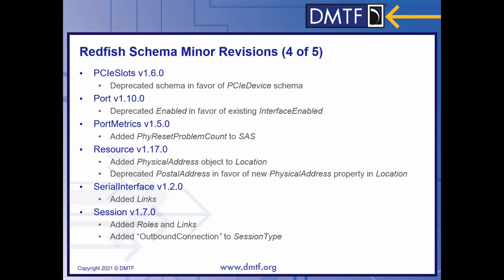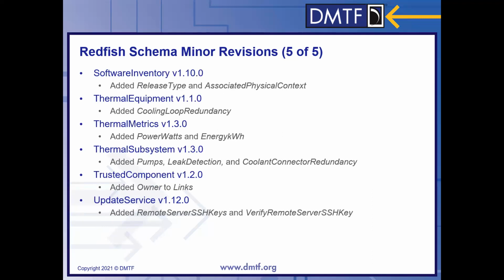In resource, this is where the physical address work that I already talked about is located, and it is referenced throughout the schema. And I don't think I mentioned, but we did deprecate the postal address object in favor of this new physical address. Our recommendation would absolutely be to use the new physical address rather than adding support for things under postal address. There were some links that was just an OEM request. Session, this is adding the support for the outbound connection that we talked about earlier.